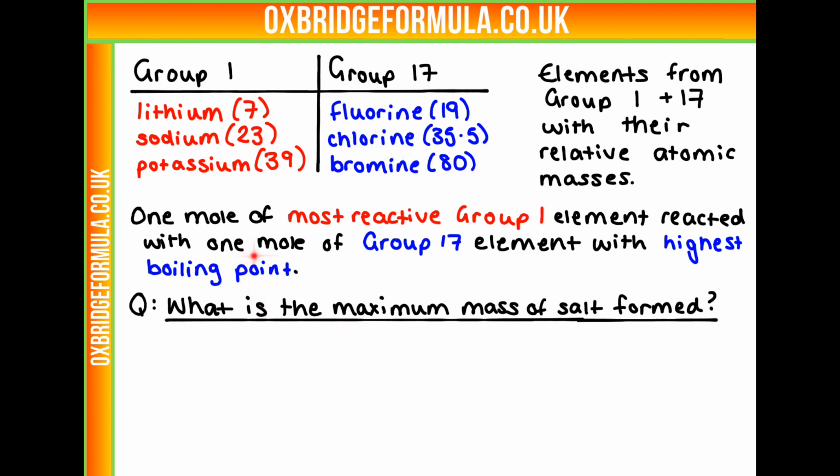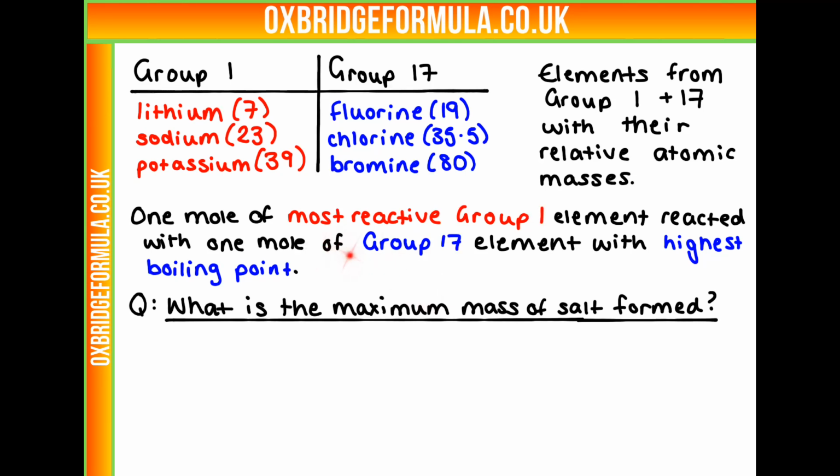We're told that 1 mole of the most reactive Group 1 element was reacted with 1 mole of the Group 17 element with the highest boiling point, and we need to work out what is the maximum mass of the salt that was formed. So what do we need to know for this question? Well, we need to know what actually reacts together. So we need to find out what the most reactive Group 1 element is and what the Group 17 element with the highest boiling point is.